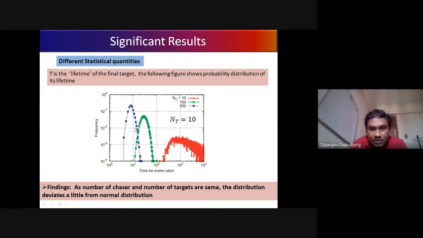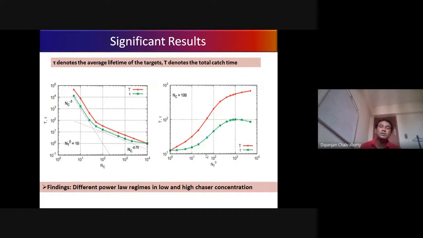Okay, so in the next case, another significant case is that when the number of chasers and number of targets are the same, the distribution deviates from the normal distribution. So for these two cases, these distributions are normal or Gaussian. However, in this case, it deviates from the normal distribution because the effect of group chase and escape has been included here.